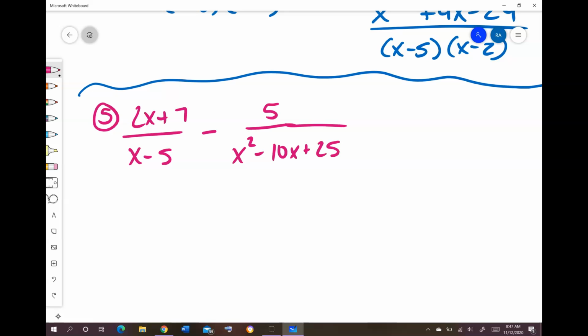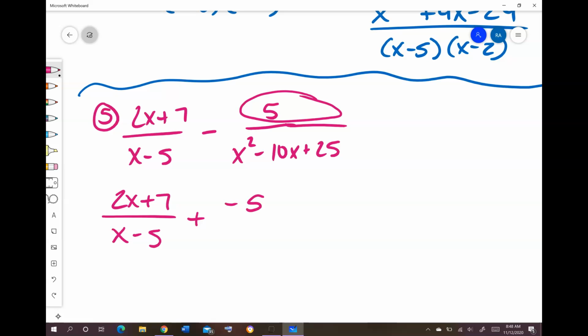All right, the keep, change, change thing I'm telling you about is where you keep the first fraction the same. So we're going to keep that guy the same. Change the subtraction to addition. And then change everybody in the numerator. If you had more people up there, you would change everybody. We're just changing the numerator. So it's going to be negative 5 over x squared minus 10x plus 25.